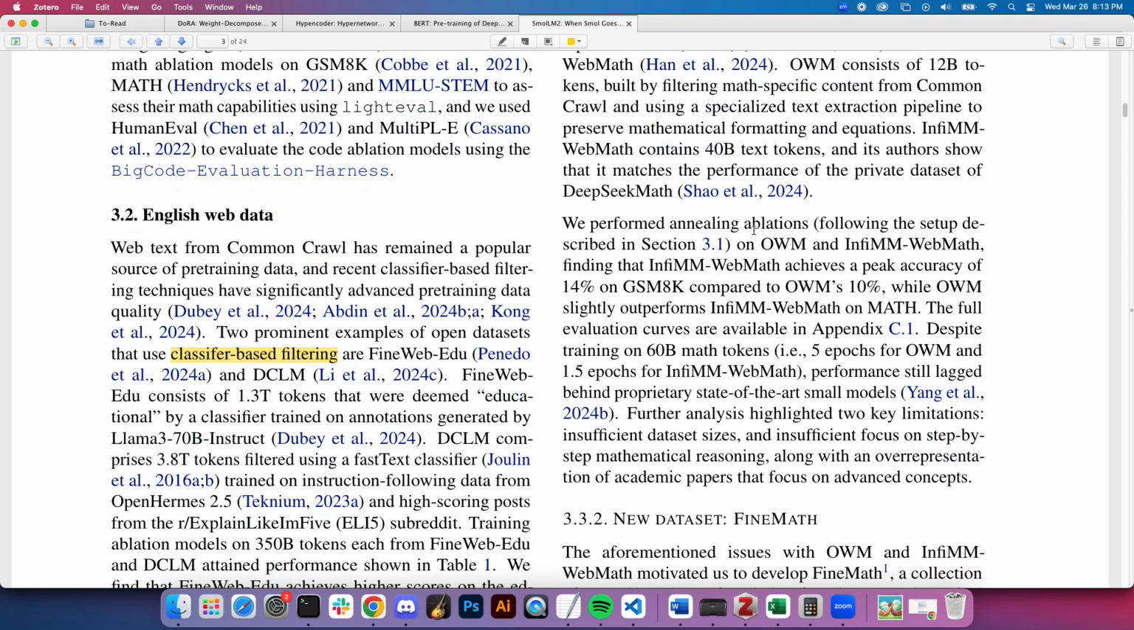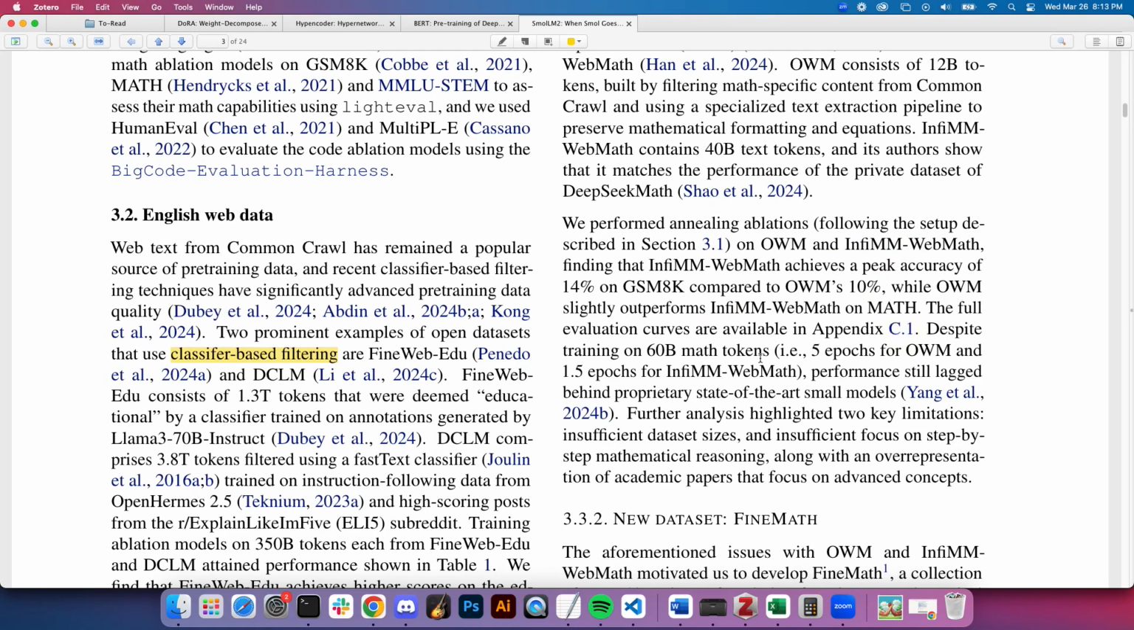We performed annealing ablations, so they did that kind of mid-training checkpoint training on a dataset split while going to a learning rate of 0. InfiMM WebMath achieves a peak accuracy of 14% compared to OpenWebMath's 10%. OpenWebMath outperforms Infi. I've been saying Infini, but it's just Infi. On math. Full evals are here.